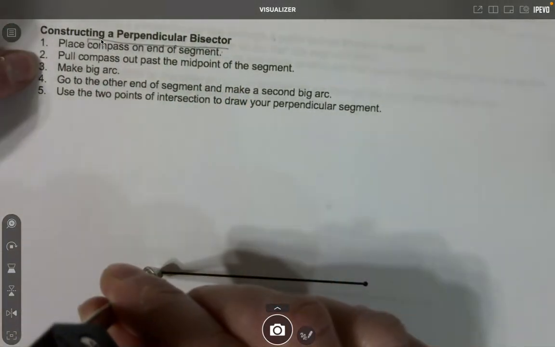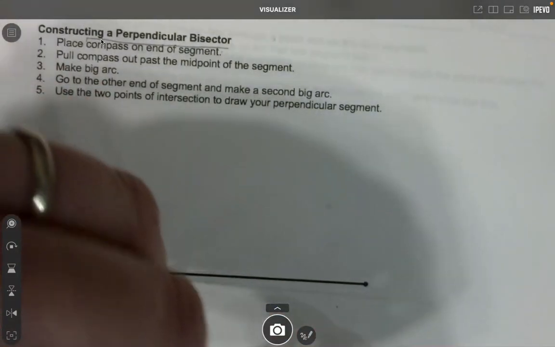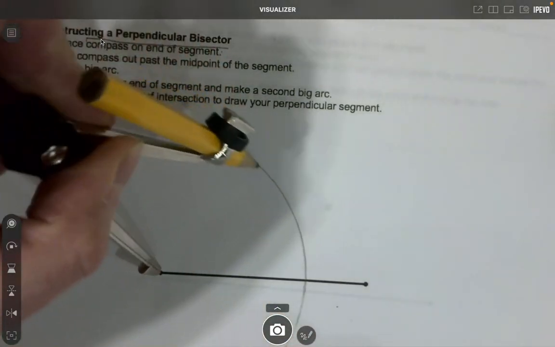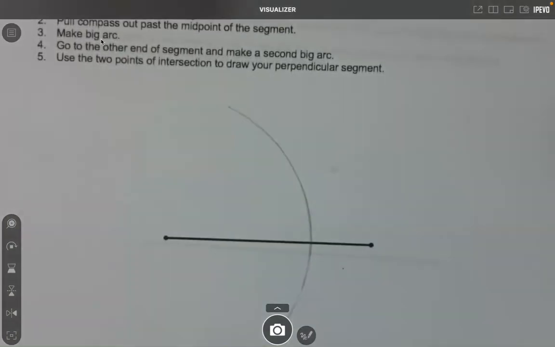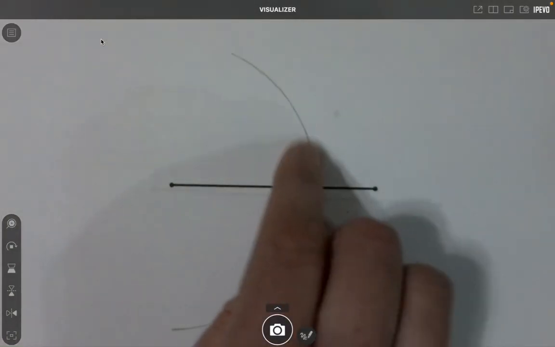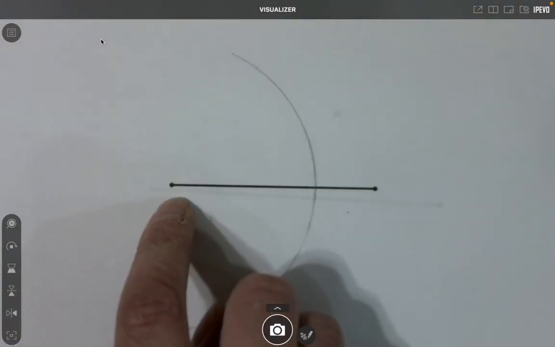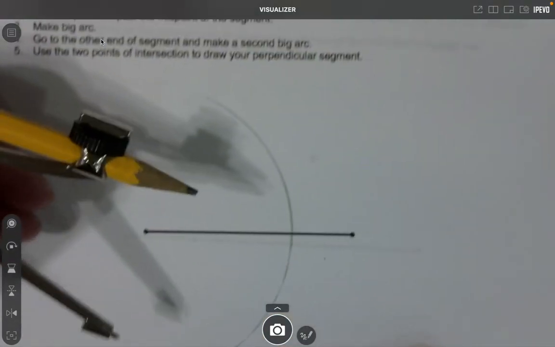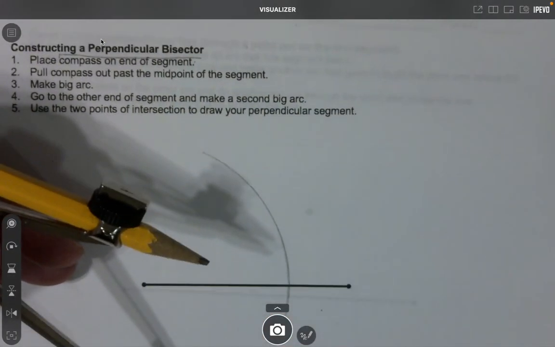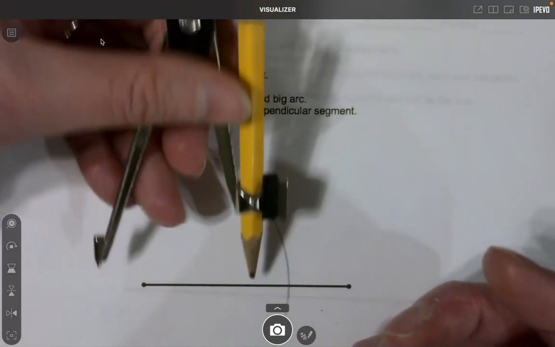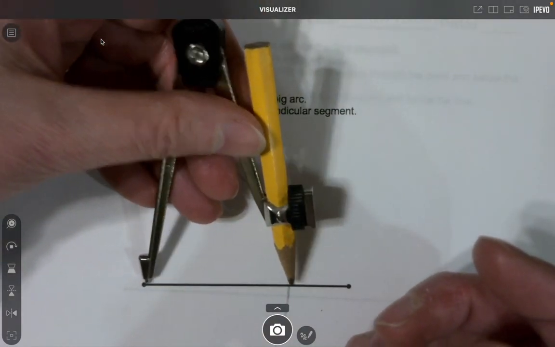Step 3 is to make a big arc. So with this as my endpoint, I want to sweep a big arc through here. Notice it's a really, really big arc, right? It comes almost all the way around to where that point was to start with. And then we are never moving our compass until we're told to. So I'm going to keep this arc the way it is. So I still have it set at this arc I already made.